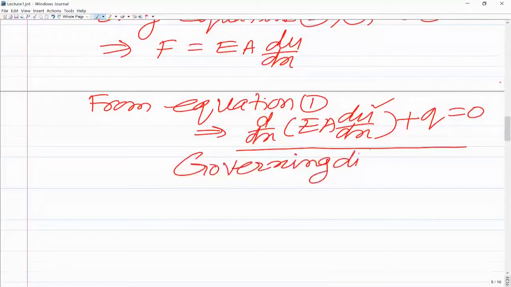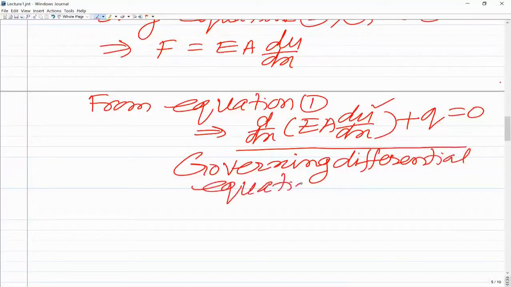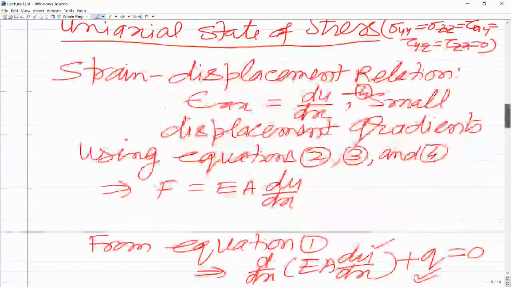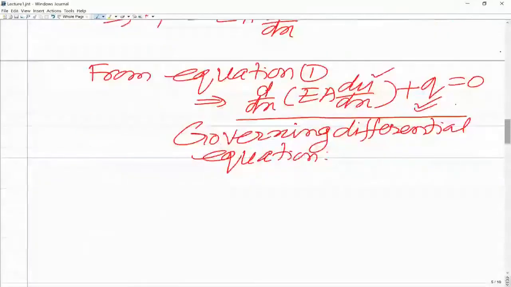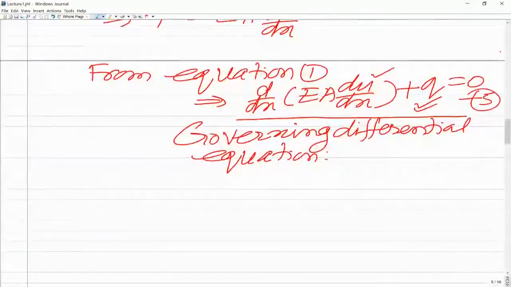Governing differential equation. Since we have only one variable, that is u, and u is the displacement along x direction, we require only one differential equation, and that differential equation is this. Let me call this equation 5. So finally, you have this as the governing differential equation.